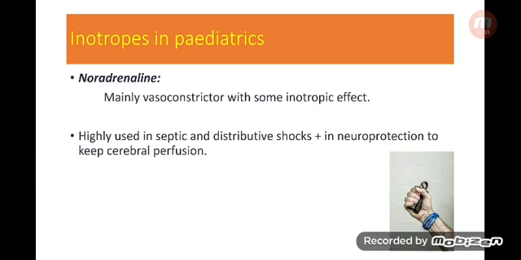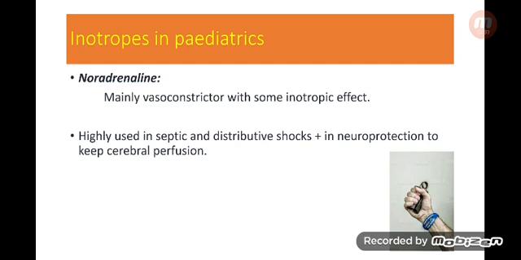Then we go to noradrenaline. Noradrenaline is mainly a squeezer, or a vasoconstrictor. It's also got some inotropic effect, but mainly it is a vasoconstrictor. That's why it's highly used in septic and distributive shock, because of the pooling in the peripheral blood vessels and the third spacing. It's also used in neuroprotection, as we are trying to keep the cerebral perfusion going with some kind of high blood pressure to keep the blood going in the face of high ICP.